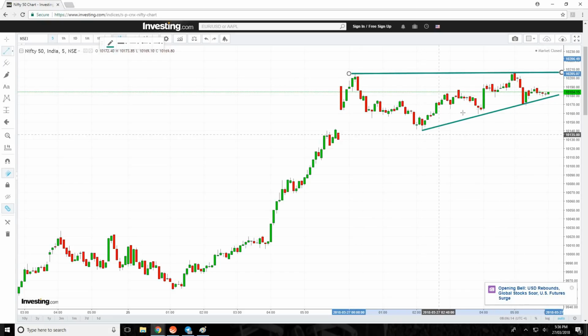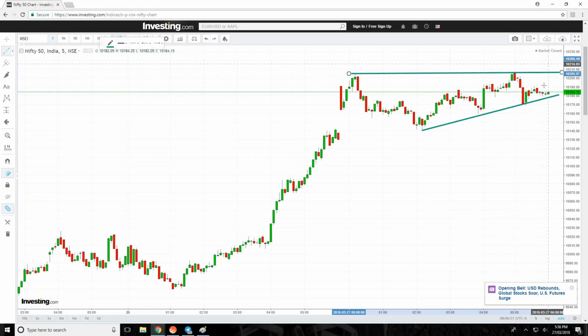So what do we have going here now? This is a descending triangle pattern. Okay, this is a descending triangle pattern, and now a break in either direction will determine the trend, right? So now if it breaks above this level, which is around 10,205, right? This is Nifty spot. Okay, so don't confuse it for futures.